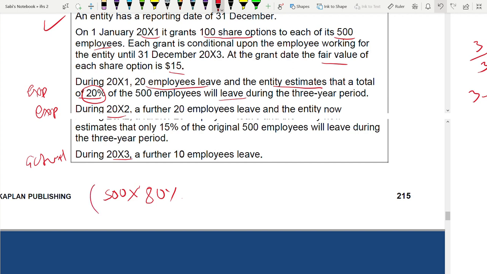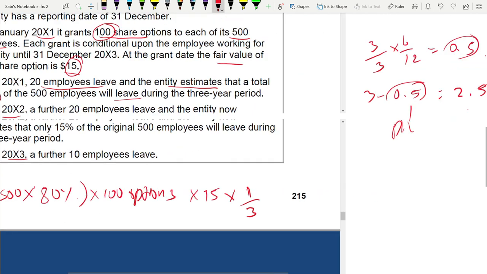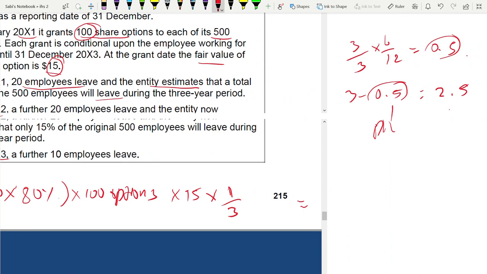Okay, multiply this with 100 because there are 100 options. Multiply this with 15 because 15 is the fair value of each option. You need to multiply this by 1 over 3. Why over 3 years? From 2001, 2002, 2003. That's why 1 over 3. Or just divide the whole by 3. So the answer that you are getting is equal to, take out your calculator and actually start working it out. You have to get 200,000.